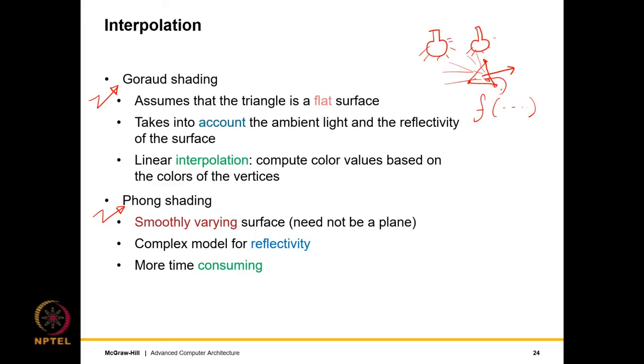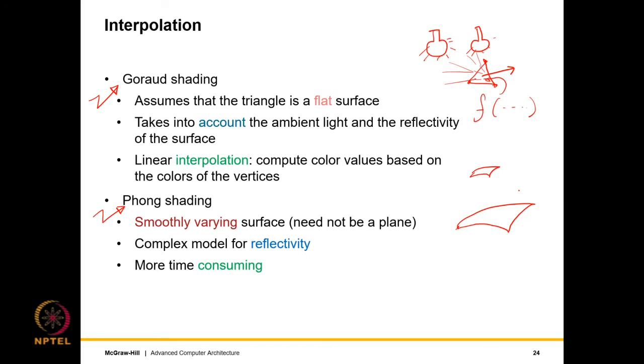The other approach is known as Phong shading, which is more complicated, where we assume that the triangle need not necessarily be a plane. It can be a smoothly varying surface. So it could be a surface like this. Let me just draw a bigger version. It just could be a surface like this. And this will have a very complex model of reflectivity, which will of course be far more time consuming. But this may be able to model a smooth surface quite well. So we are of course breaking the assumption that a triangle lies on a single plane, but this may be able to model the surface of a complex sloping object much better, right?